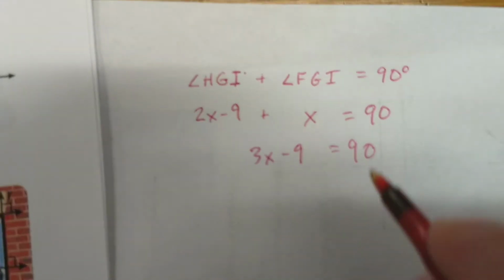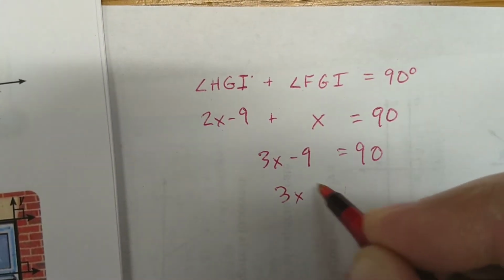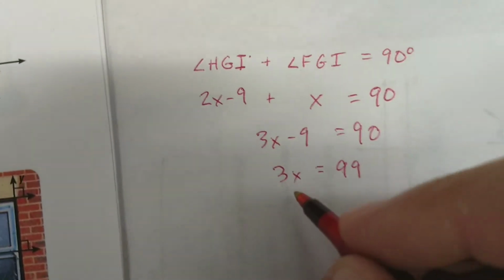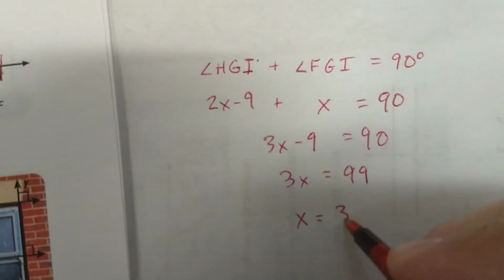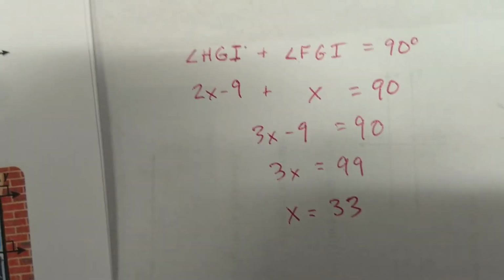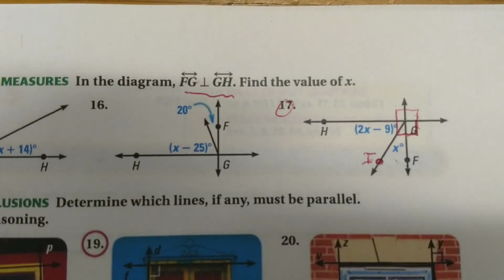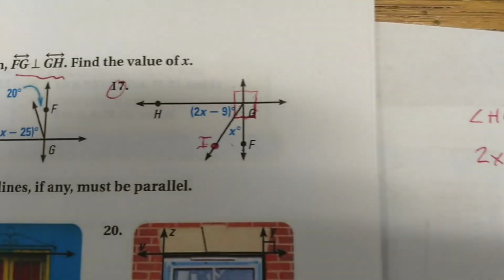Let's add 9 to both sides. That would get rid of the 9 here. That would make this 99. And then when we divide each side by 3, x has to be 33. And since that's what we were looking for, we were trying to find the value of x, we are all done.